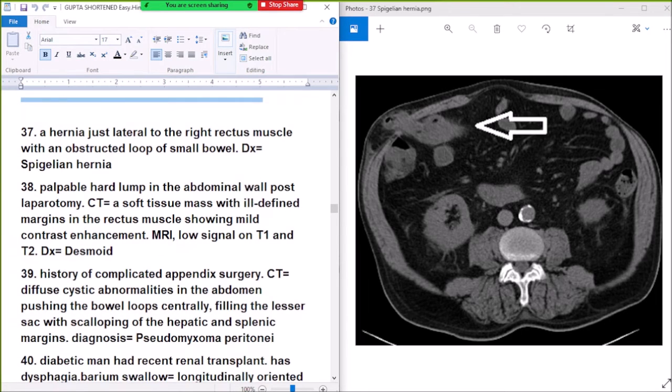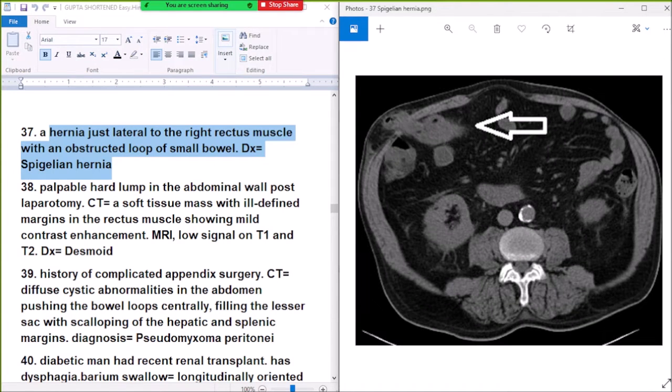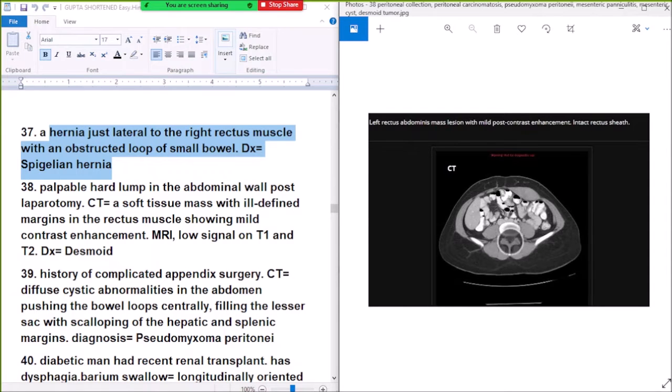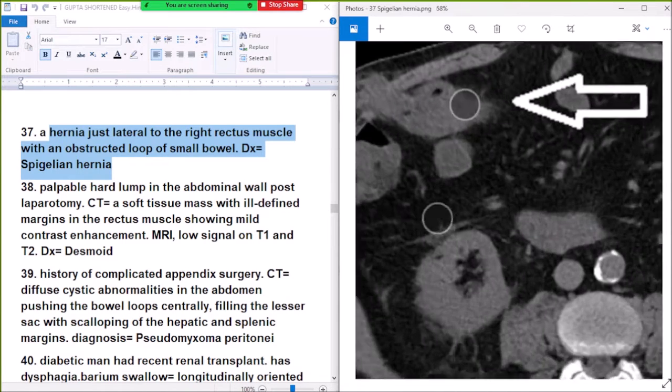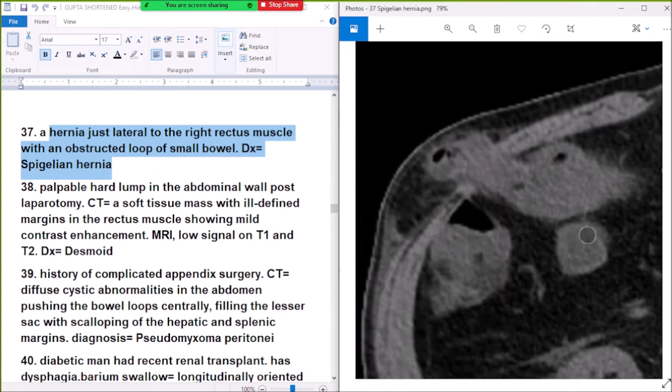Question 37. A hernia just lateral to the right rectus muscle with an obstructed loop of small bowel. Diagnosis: Spigelian hernia. Again, a hernia just lateral to the right rectus muscle with an obstructed loop of small bowel. Diagnosis: Spigelian hernia.